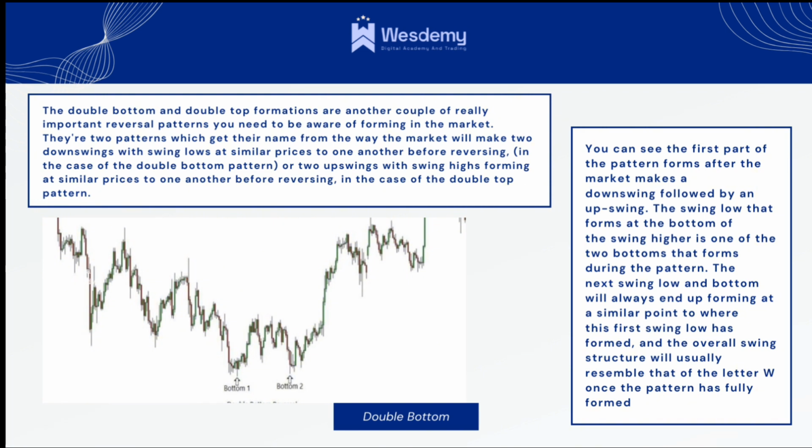In the case of the double bottom, the price will make two downswings. You're going to see one swing low, another swing low. So this is a double bottom pattern. But in the case of a double top, which I'm going to be showing you next, you're going to see two swing highs. But now this is a double bottom, so just relate the name with what you're seeing on the chart. This is one bottom here, this is the second bottom. Both of them make a double bottom.